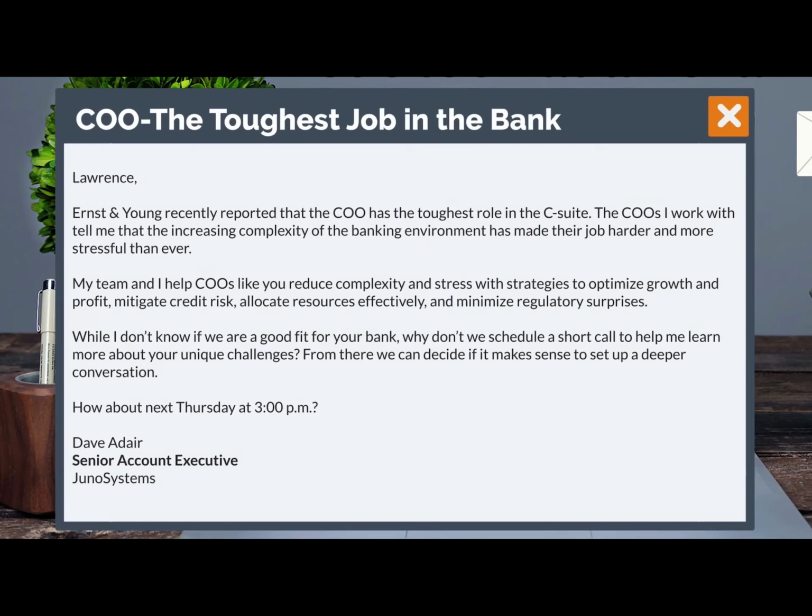The subject reads, COO, the toughest job in the bank. Lawrence, Ernst & Young recently reported that the COO has the toughest role in the C-suite. The COOs I work with tell me that the increasing complexity of the banking environment has made their job harder and more stressful than ever. My team and I help COOs like you reduce complexity and stress with strategies to optimize growth and profit, mitigate credit risk, allocate resources effectively, and minimize regulatory surprises.